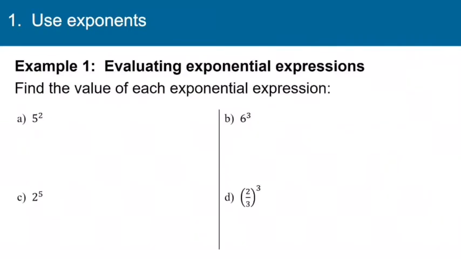Now let's practice finding the value of each exponential expression. What I'm going to do first is write it out in multiplication form, and then we'll evaluate. So 5 squared, or 5 to the second power, would be written as 5 times 5. See how we write it in multiplication form. And then we know that 5 times 5 is 25.